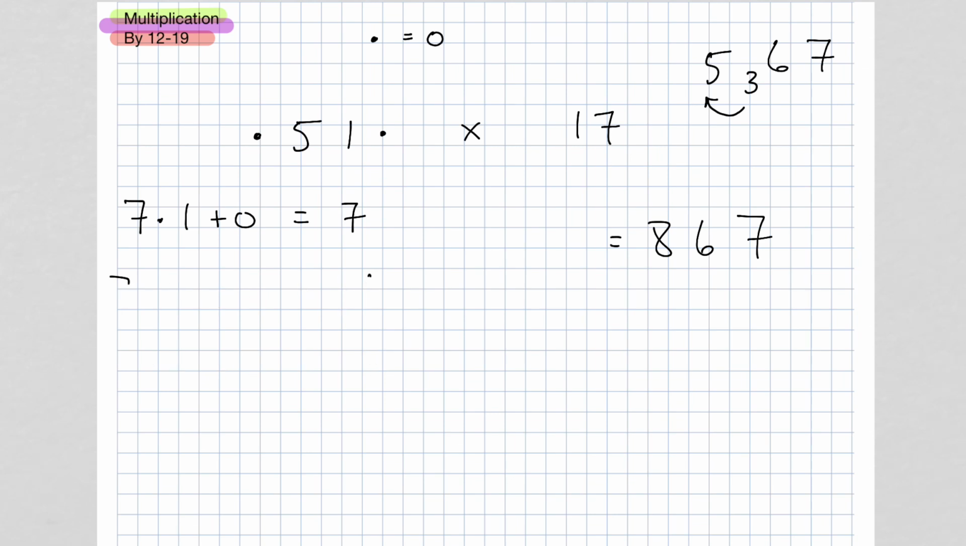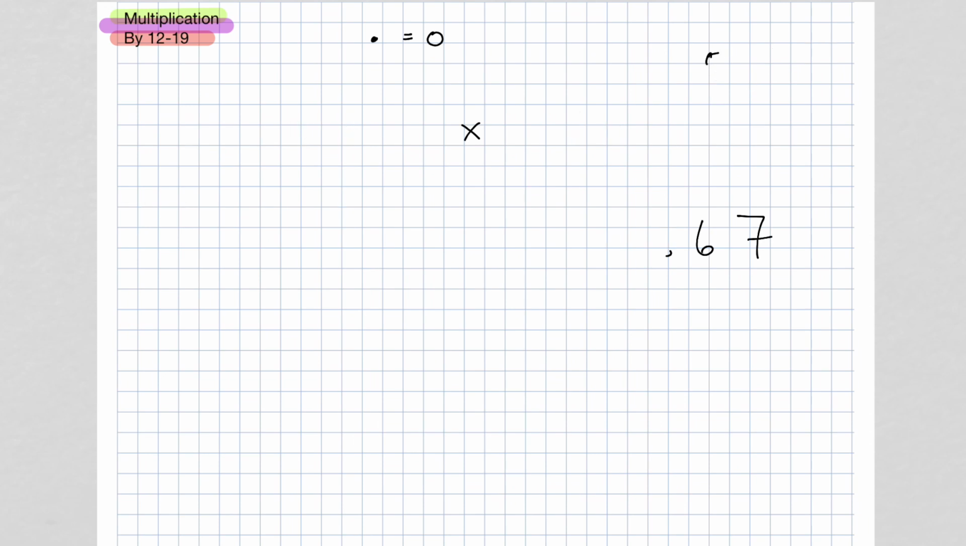Okay, next problem, multiplying by 18. How about 83 times 18? So we're going to put these dots on either side. I'm going to say 8 times 3 plus 0. So 8 times 3, and then we add the previous number.